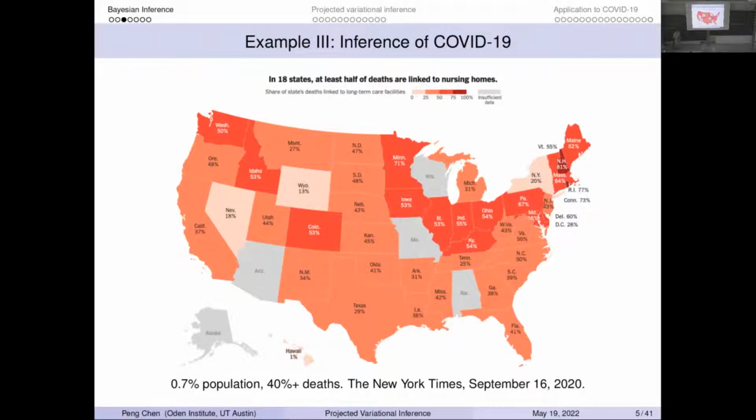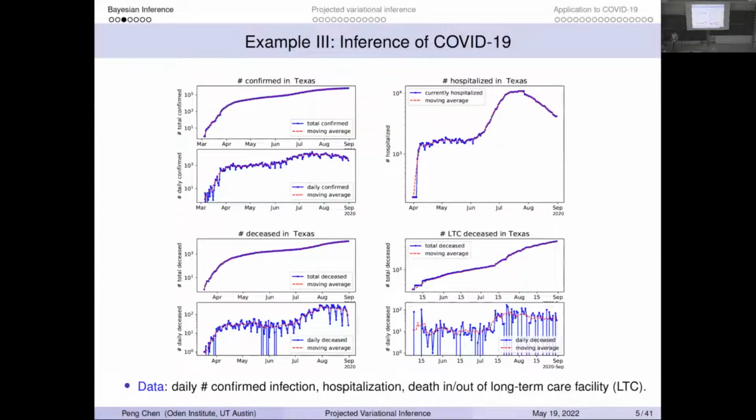And if you do not take this into account, then the parameters you estimate might not be correct. So what we want to do is infer the COVID-19 spread and severity parameters. The data we collected at that time is here: on the top left, we have the number of confirmed cases in one of the states in Texas.